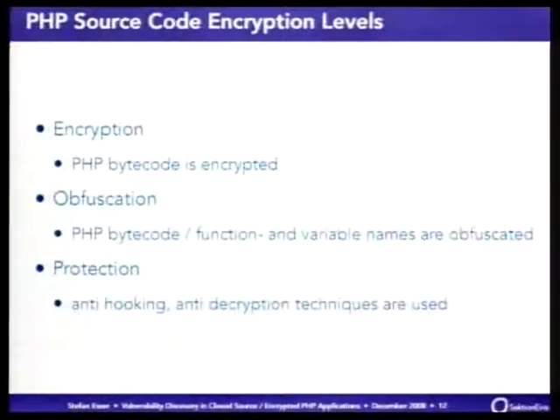PHP source code encryption usually exists on three levels. First, we have the simple encryption, which means the PHP bytecode is encrypted. The second level is some kind of obfuscation: within the PHP bytecode, they obfuscate function and variable names. The bytecode itself is not obfuscated by the current cryptors, only the names. And last but not least, the newer cryptors have some protection, like I already said, anti-hooking functionality, so that you cannot simply fuzz the application.